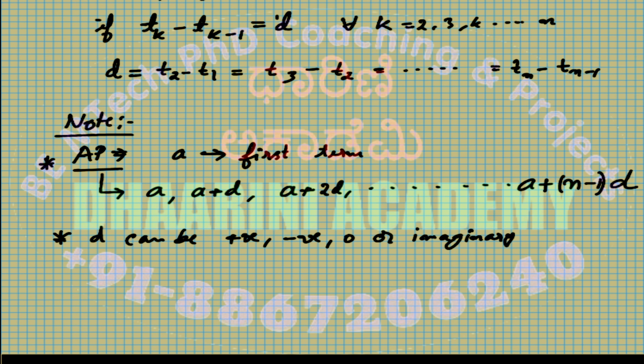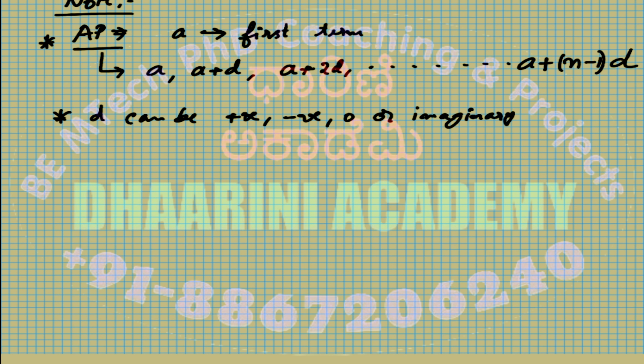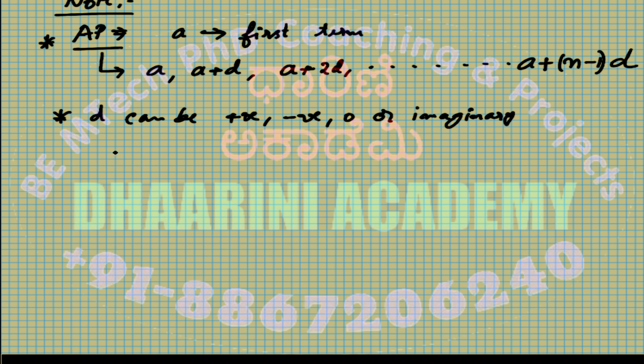Then we have varieties of APs coming into the picture. Inside AP we can have variety. The first one is D equal to 0. Then you call the AP a constant AP, because it is not going to change its value. The difference is 0, so all the values are A.